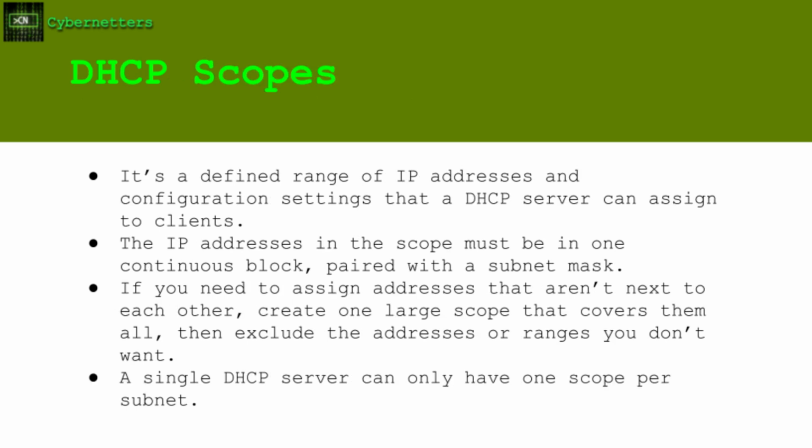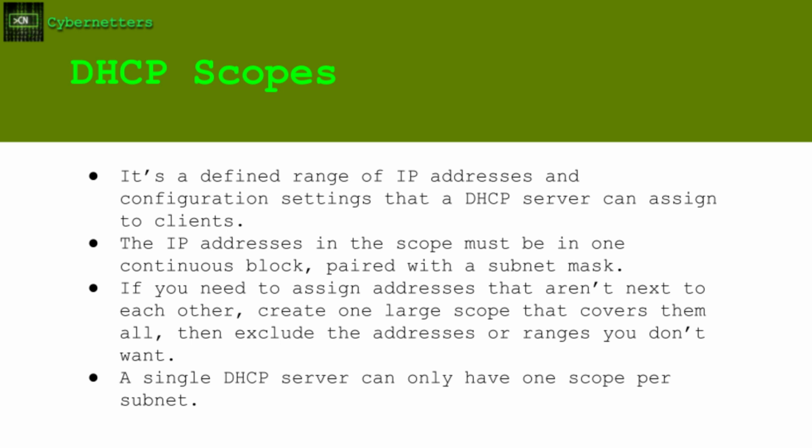A DHCP scope is basically the range of IP addresses and network configuration details that a DHCP server can hand out to clients. These addresses need to form one continuous block and share a subnet mask. If you need addresses that aren't contiguous, you can create one big scope and exclude the addresses you don't want to use. Also, note that one DHCP server can typically handle one scope per subnet, which keeps things organized. Scopes define what IPs are available and how the server will assign them, so they're a very important part of DHCP management.